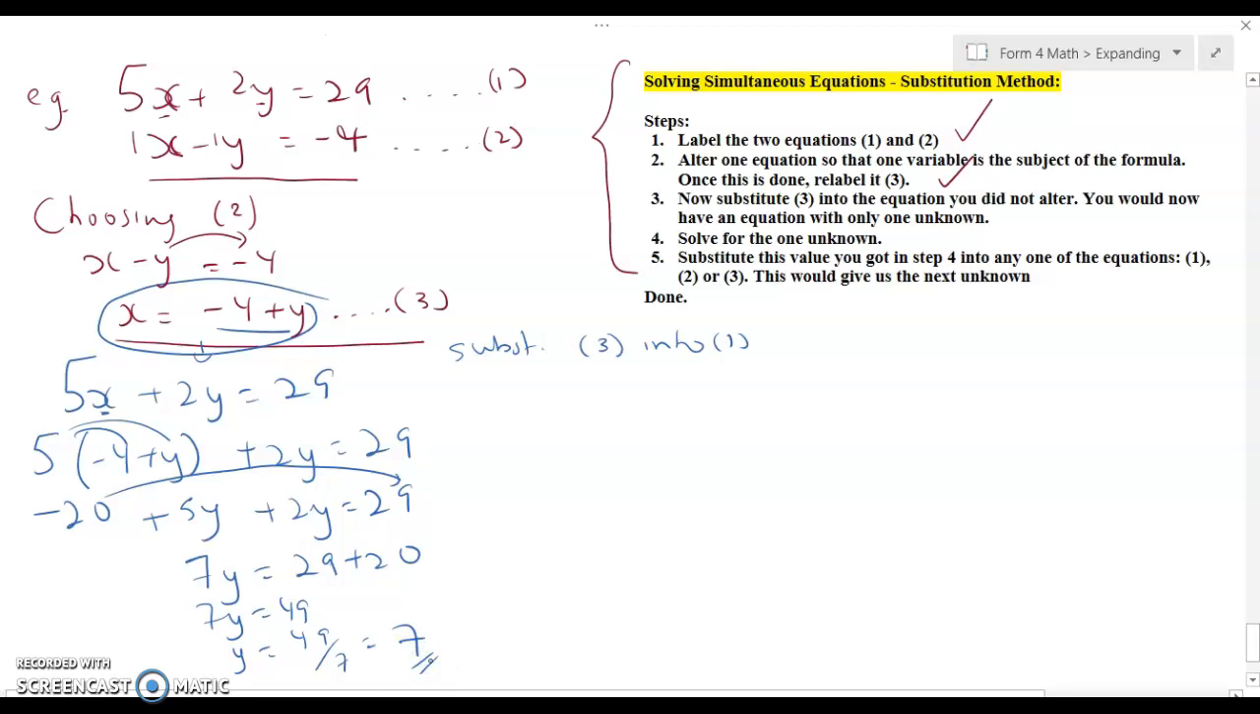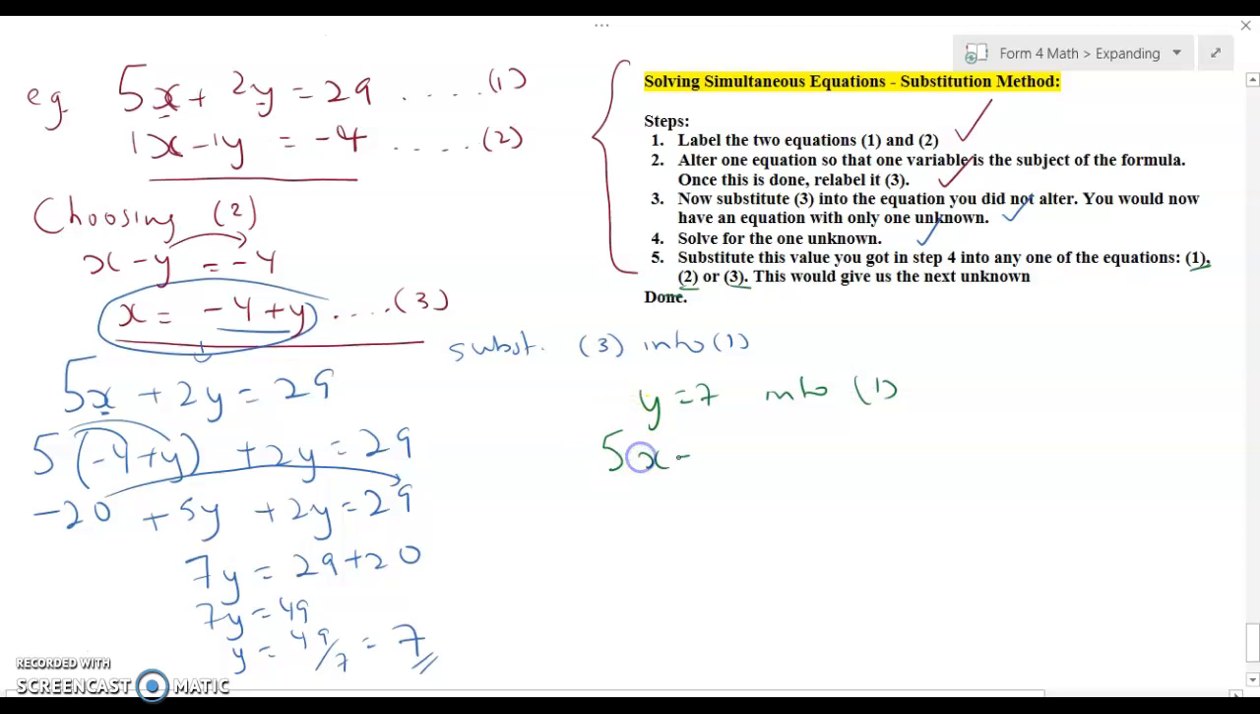So I now have one of my unknowns. I now know the value of y. That completes step 3 and step 4. Lastly, once I've gotten one of my values, I want to substitute this value, y is equal to 7, into, I could go into 1, 2, or 3. I'll just go into 1.